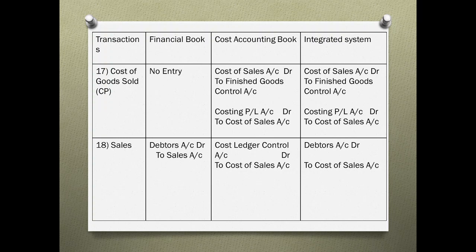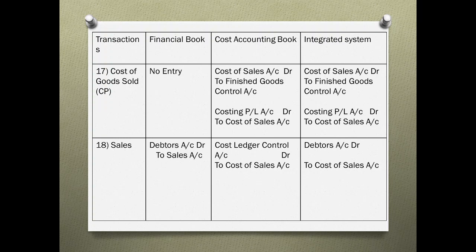Next, cost of goods sold. Now cost of goods sold and cost of sales are both different. Under cost of goods sold we record goods which are sold, but the cost price of it is recorded. Under cost of sales, again it records your goods sold but the selling price of it. Financial book, will there be an entry for cost of goods sold? No, we don't record the cost part. So under financial book there would be no entry.